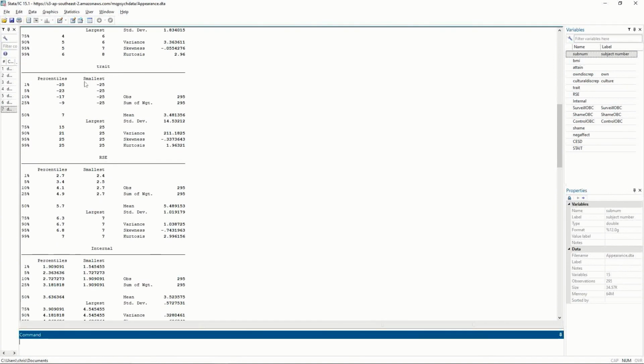Moving on to trait. Now remember, trait is trait objectification. So this is your preference for appearance over physical aptitude. And we can see here that our median is 7, but our mean is 3.48. So this is suggesting that actually we might have a little bit of a negative skew going on, and it might be problematic. And I'm suggesting that it's a negative skew because my mean is lower than my median.